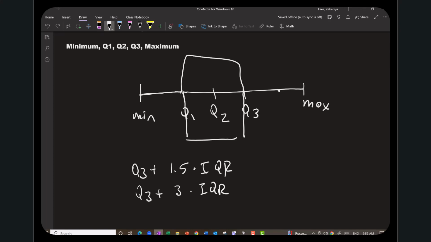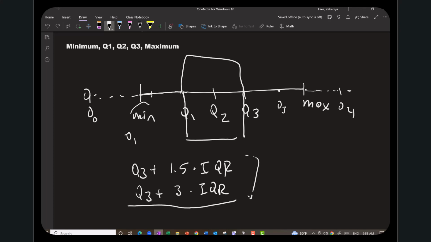Let's call this O3, maybe somewhere here, O4, somewhere about here, O1. I'm going to call this O0. And on the left hand side, I'm going to do Q1 minus 1.5 times IQR, Q1 minus 3 times IQR.